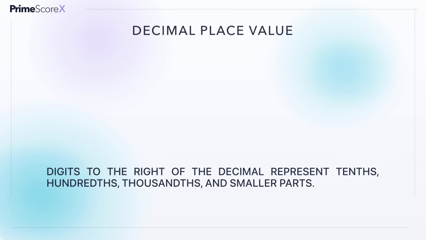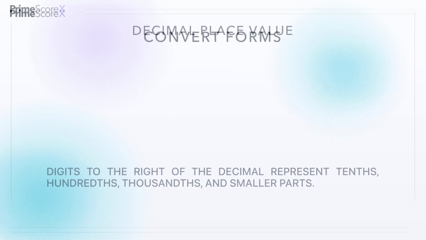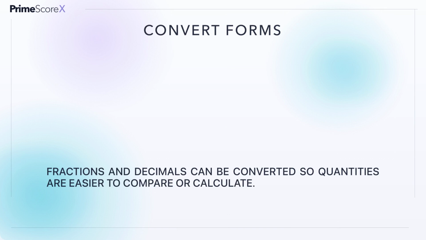In 0.407, the 4 is in the tenths place, the 0 is in the hundredths place, and the 7 is in the thousandths place. When adding or subtracting decimals, align decimal points, not the final digits. Add placeholder zeros when helpful. For multiplication, multiply as whole numbers first, then place the decimal according to the total number of decimal places.